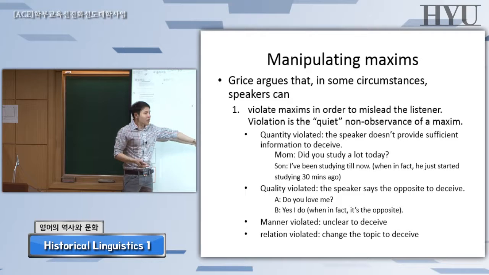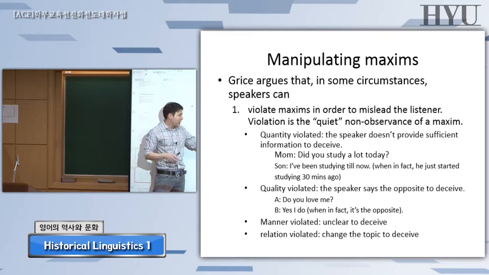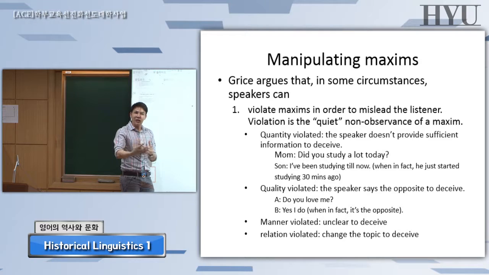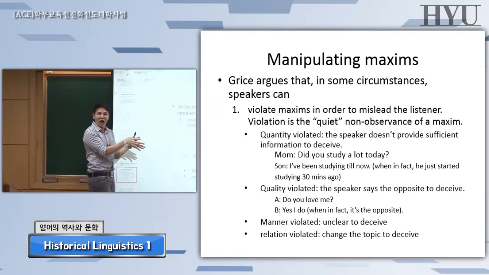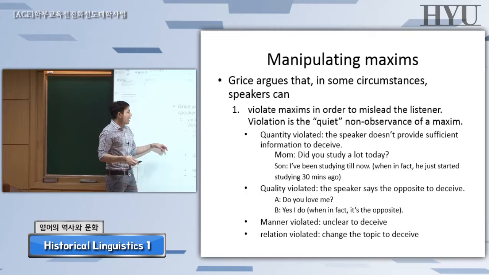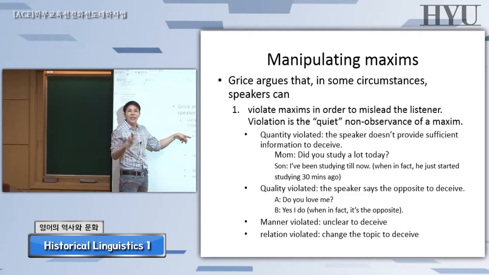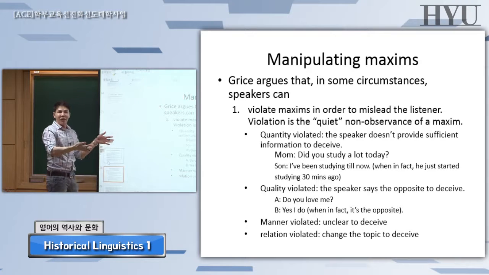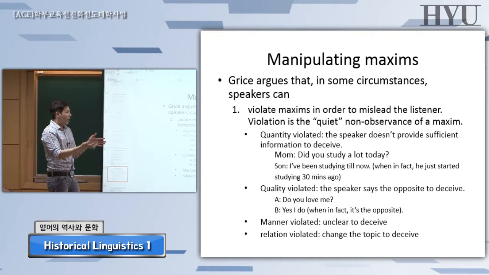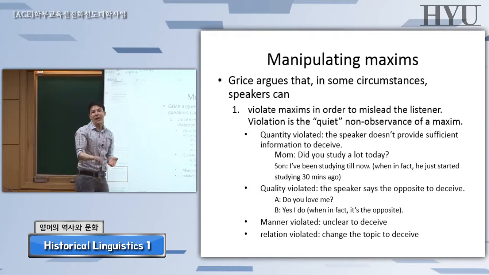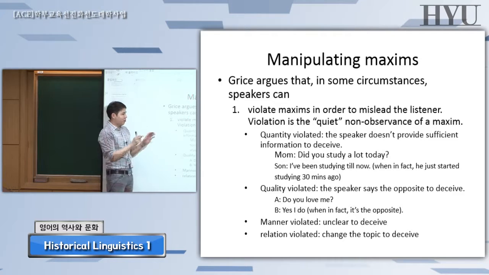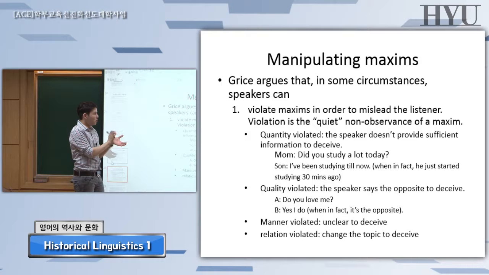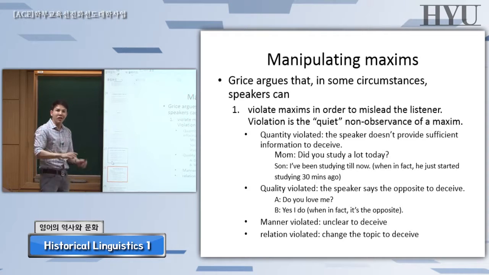But is it a lie? No, it's not a lie because it's still true, right? You have been studying till now, starting from 30 minutes ago. It's not a lie, but you intentionally don't provide sufficient information for her to be misled, for her to believe that you have studied a lot. So this is what we call violating the maxim quietly, because mom will not know that you have the intention to mislead her, not to lie, okay, not to lie.